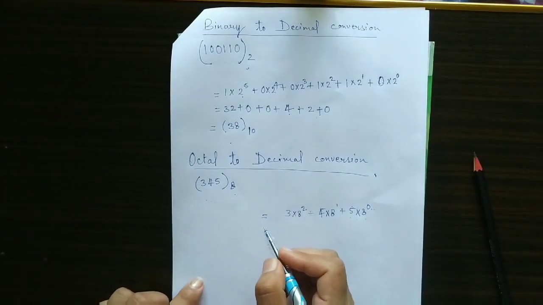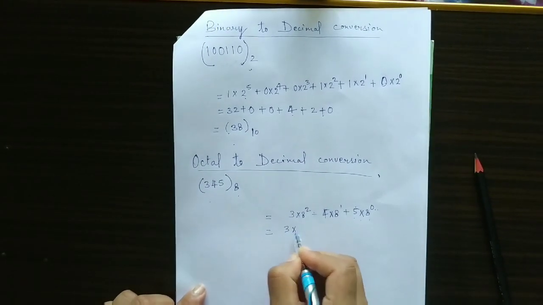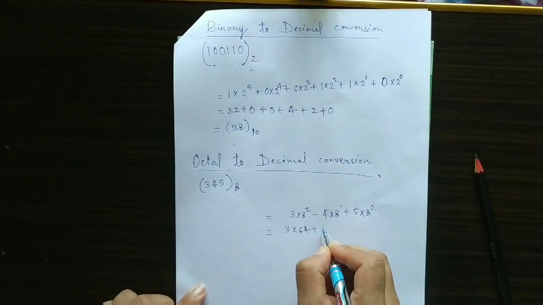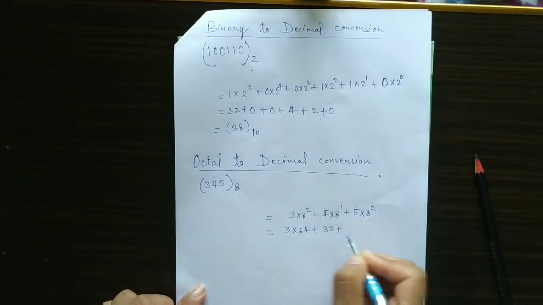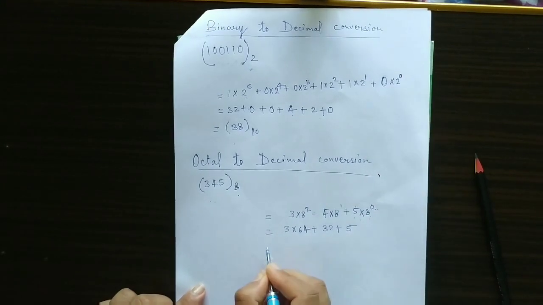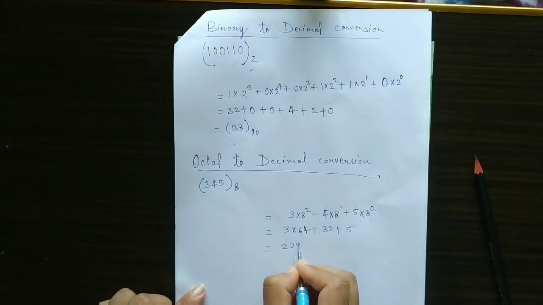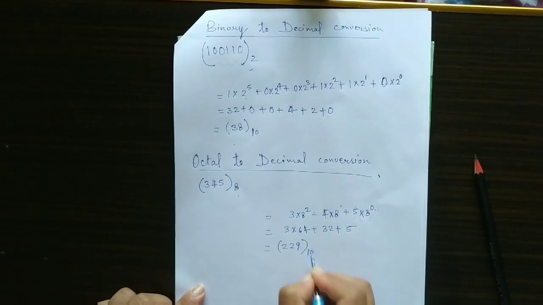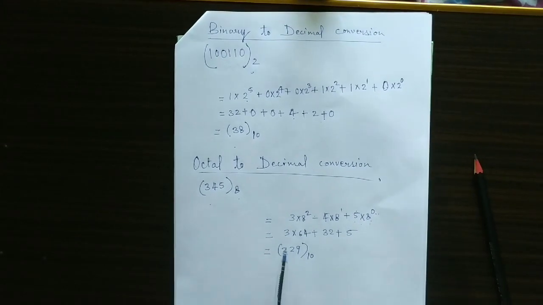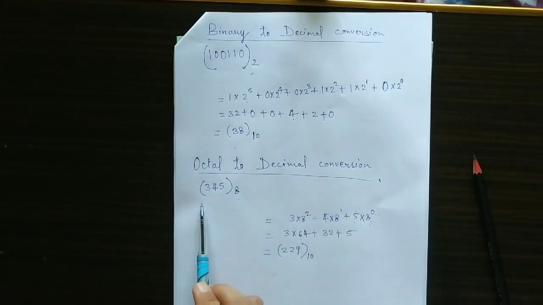Now I'll calculate these numbers. 3 into 64 plus 4 into 8 is 32 plus 5 into 1, 5, is equal to 229, base 10. This is the decimal number system value of 345.